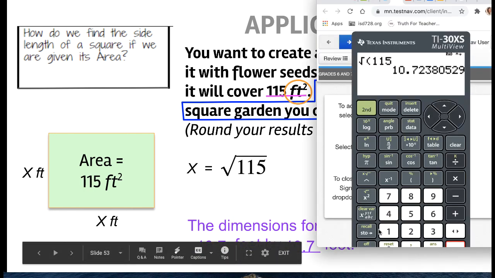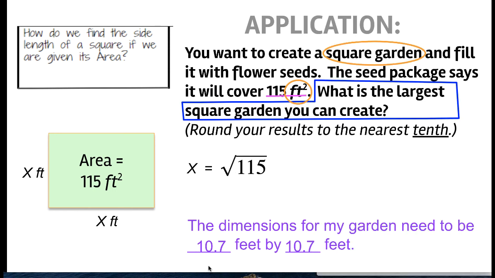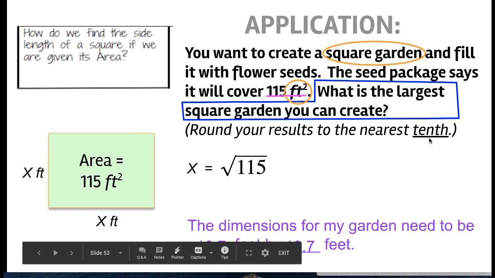Now, if we take 10.7 and square it, if I take 10 and 7 tenths and square it, that gets me pretty close to 115, doesn't it? It would be a little bit more. However, the directions do tell us to round to the nearest tenth.